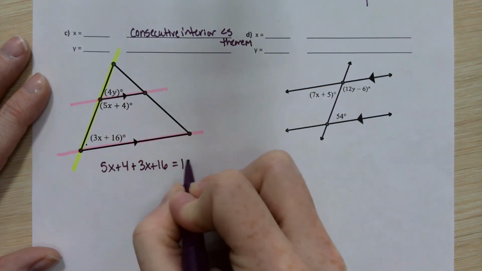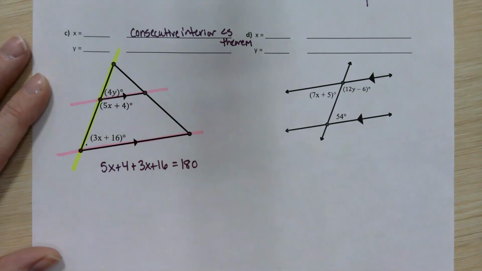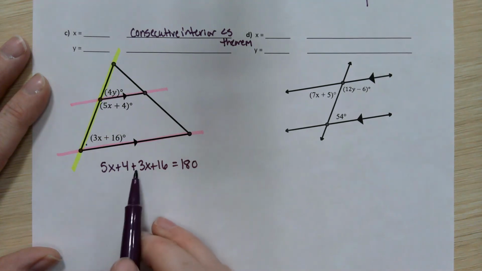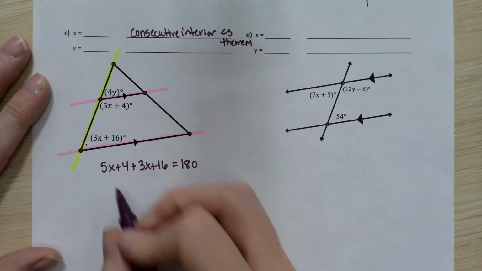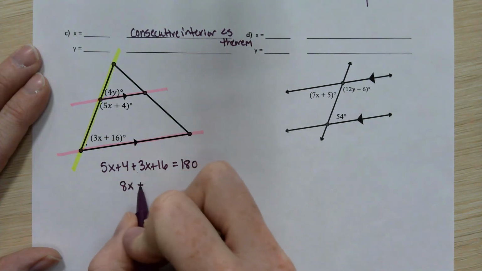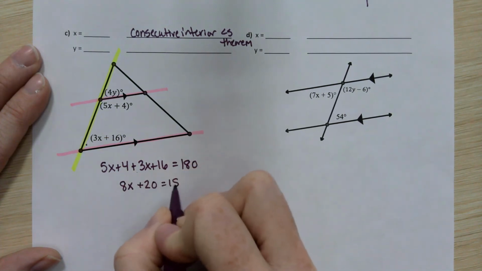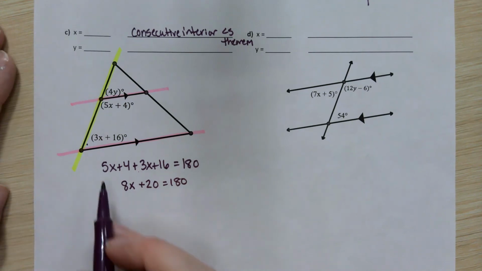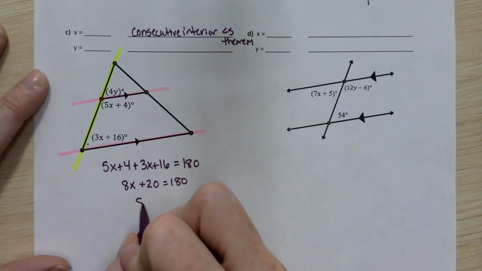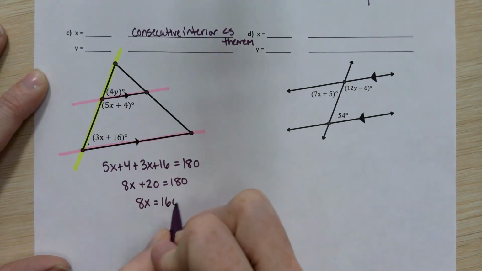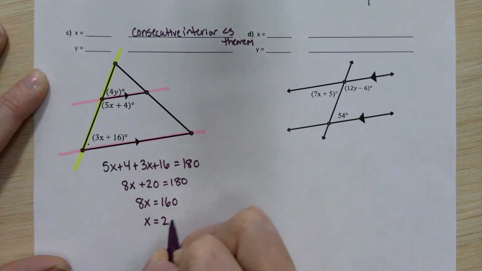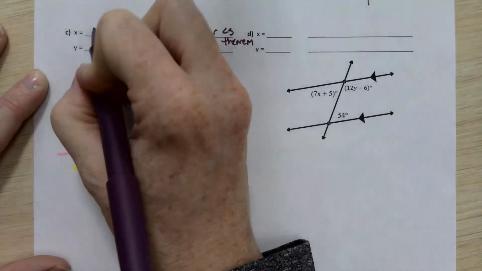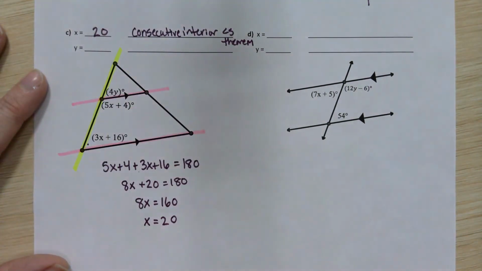So we need to add those angles together, 5x plus 4 plus 3x plus 16, and they will total up to be 180 degrees. Go ahead and combine like terms over there on the left side. We've got 8x plus 20, and then go about the work of moving that 20 over with subtraction and dividing both sides by 8 to figure out that x is equal to 20.